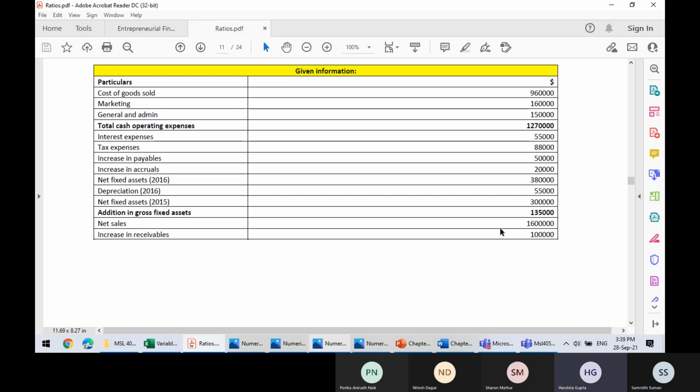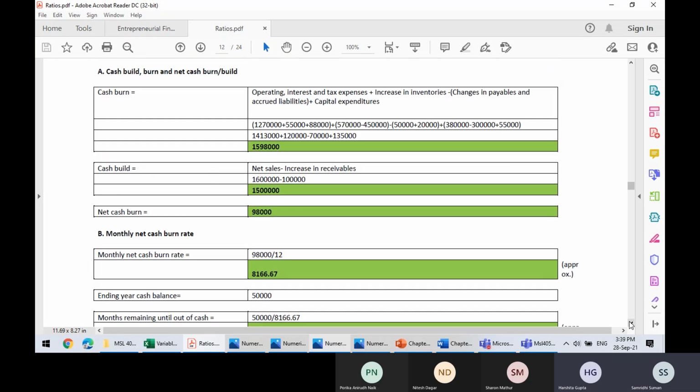All right, let's just carry forward. So we'll add the capital expenditure. Can you just scroll down? Fine. So we'll get a cash burn of 15,98,000. In the same way, we'll go with the cash build, which is net sales minus increase in receivables, which will come at 15 lakhs. The net cash burn will be the difference between cash burn and cash build.